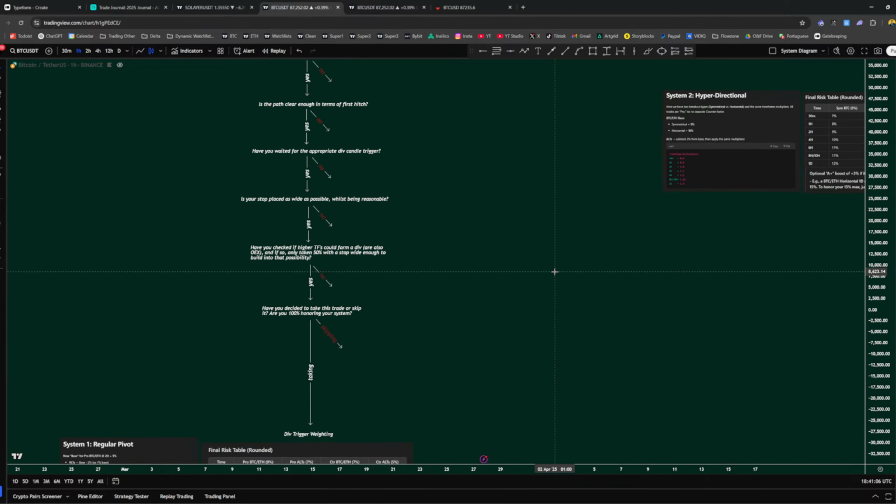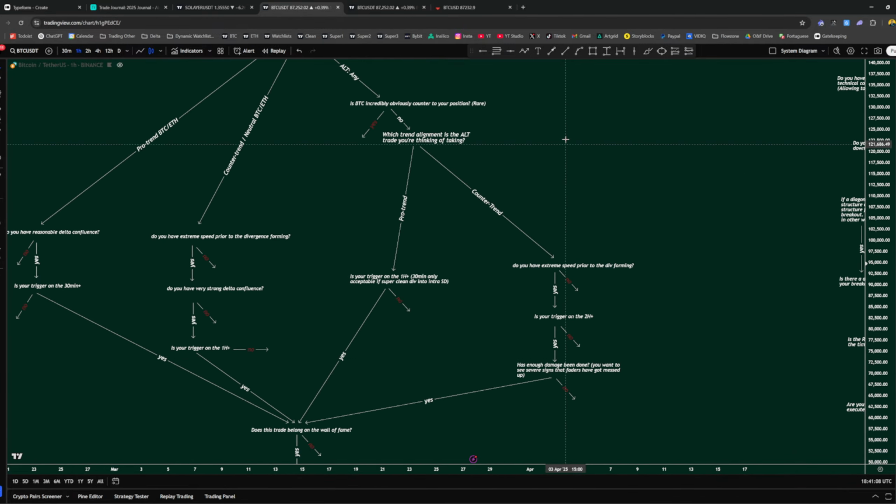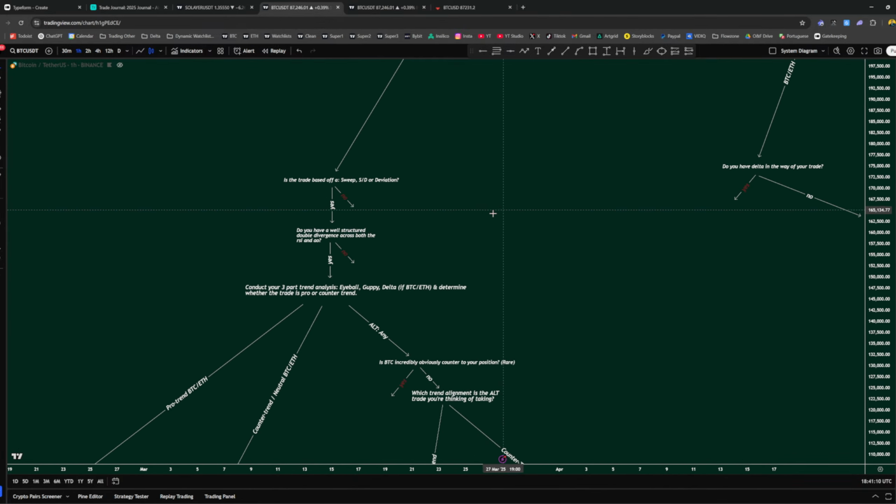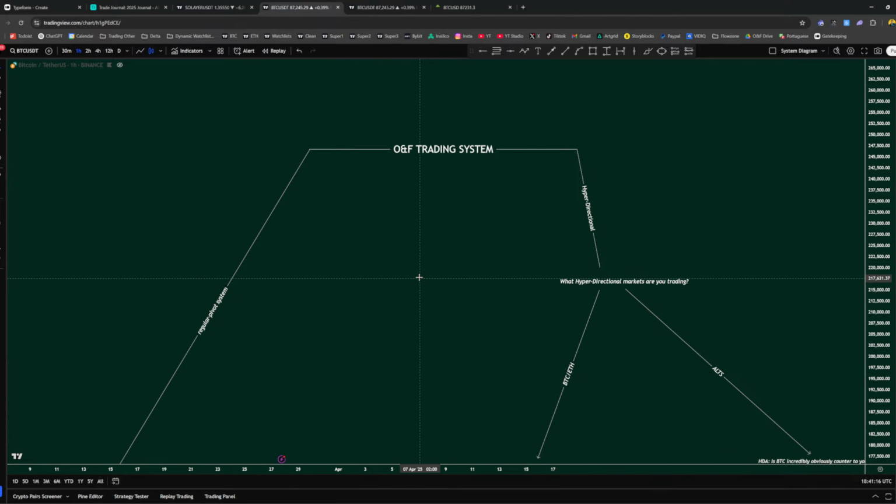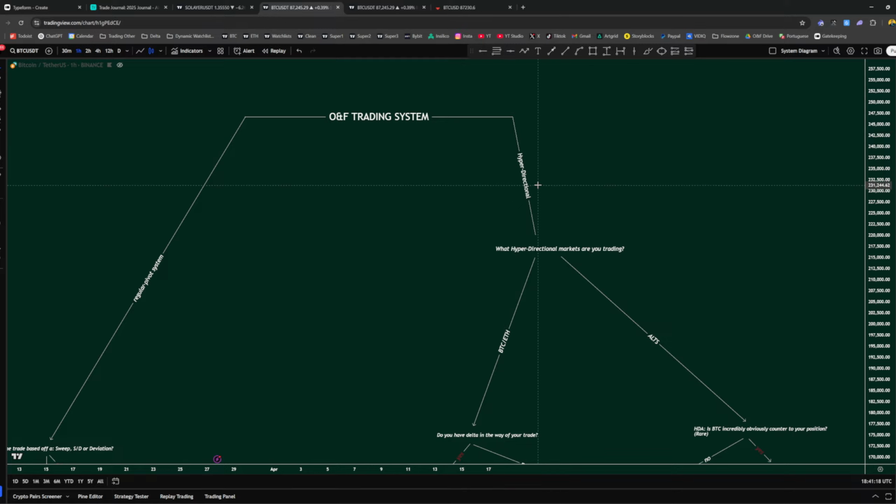Okay, so let's go back up to the beginning of where this all started. As I said, this is my regular pivot system, so this is what I will be utilizing most of the time, right? But when we are hyper-directional, and I use the words hyper-directional on purpose because I could simply call this breakout trading, right?